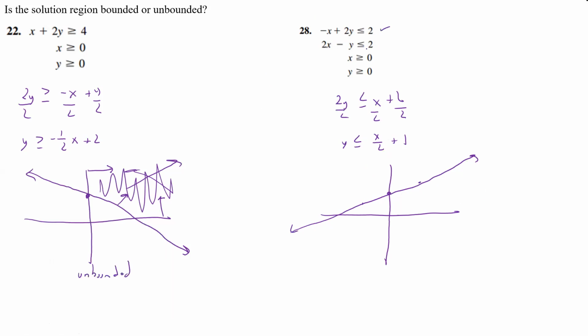So that's the first line. Now we solve for the second line, and so minus y is less than or equal to minus 2x plus 2, divided by minus 1. So y is going to be greater than or equal to 2x minus 2. So minus 2 is going to be down here somewhere. And we're going to go up 2, right 1. And so we're going to go something like that. And so this one's going to be greater than this line.